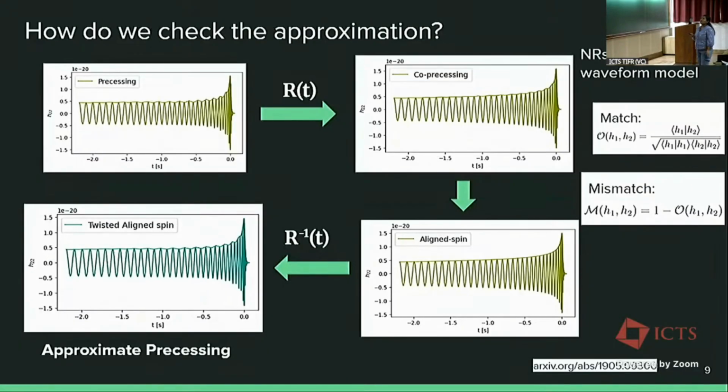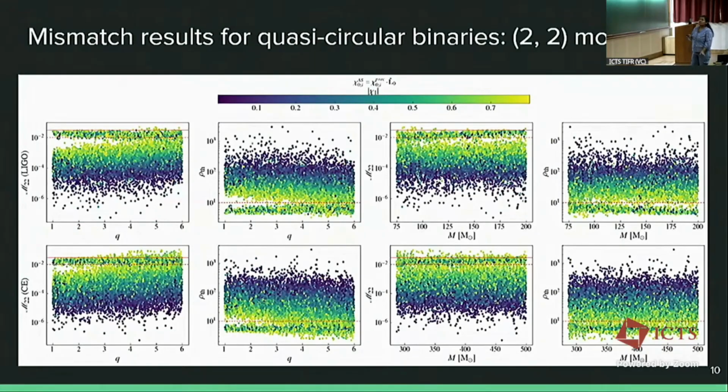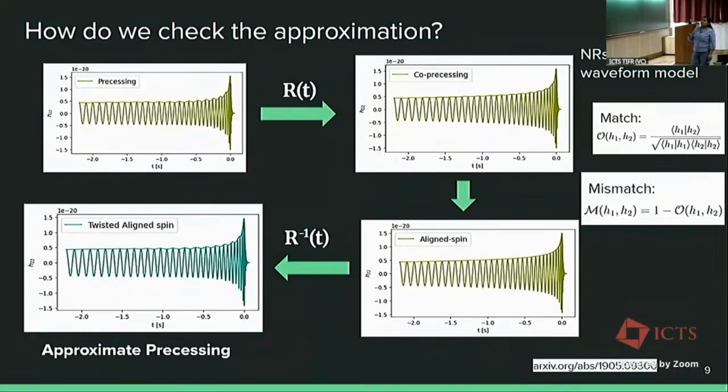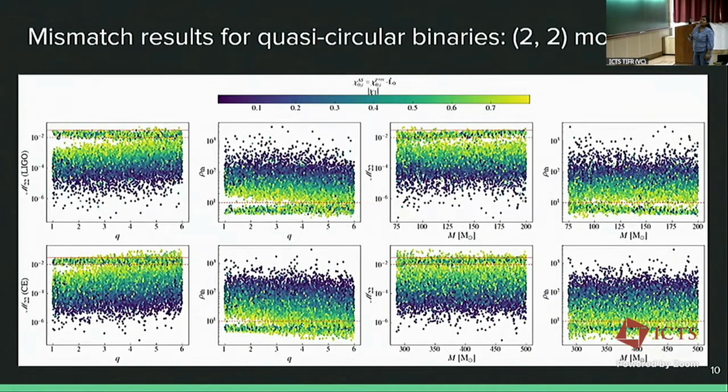For my study, I'm using a waveform model called NRSur7dq4, which is a surrogate model that uses NR data to interpolate and create the surrogate. So here are some results. This is the mismatch of the actual precessing waveform that I started with and the twisted aligned-spin waveform that I call the approximate precessing waveform mode for a quasi-circular binary, and this is for the 2-2 mode.